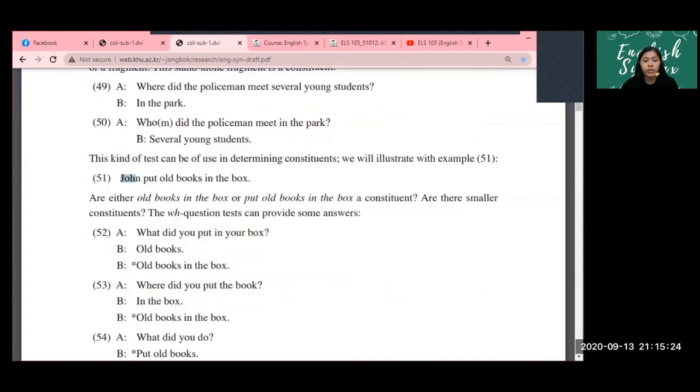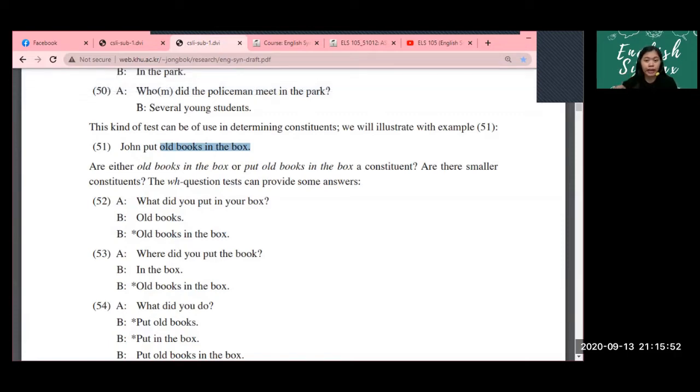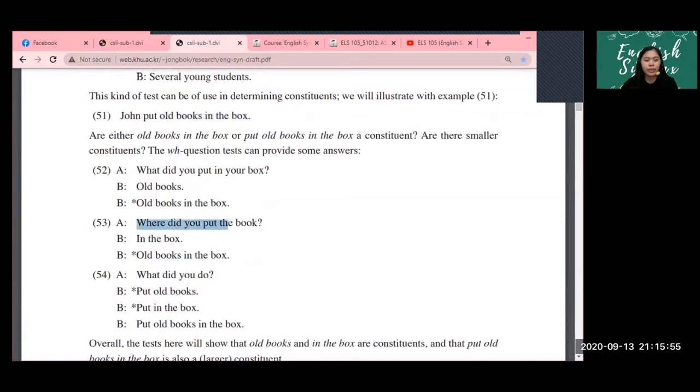For example, John put old books in the box. Are either old books in the box or put old in the box a constituent? Are all the smaller ones constituents? The WH question test can provide some answers. For example, from this sentence, let's ask the question, what did you put in the box? Old books. So you can't answer old books in the box. That's not a constituent or a valid phrase. Next, where did you put the books? You definitely cannot answer old books in the box, right?